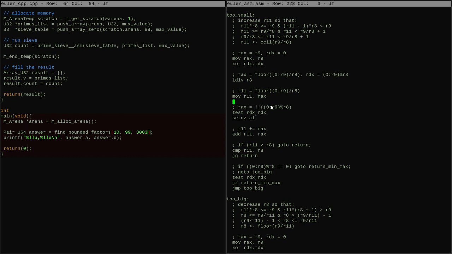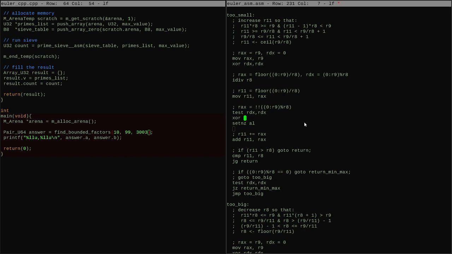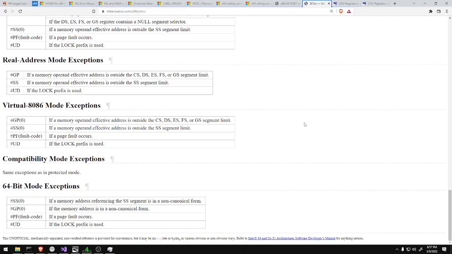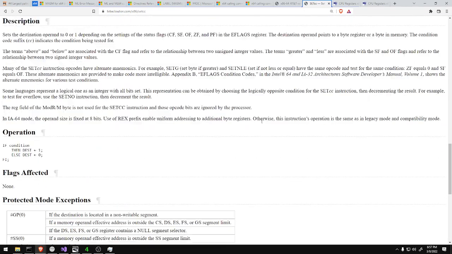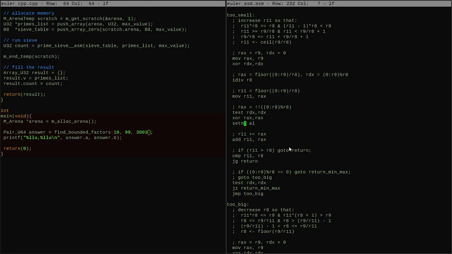I definitely want to be able to use this to skip the multiply. So what I think I'll do is instead of trying to use the set instruction, because I'm not sure I like where that's going, I could just clear it myself, set it, and then add that to R11. The other thing I don't love is that I have to test RDX twice, which seems silly.